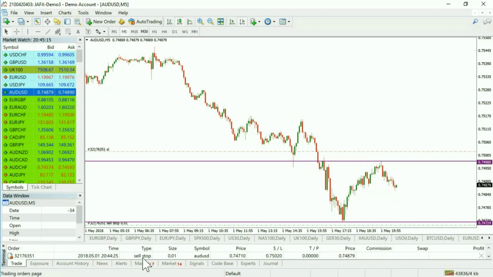And you can see here with this order, the Aussie dollar, it's a sell stop order. It's sitting in the market. It hasn't been executed yet. And we want to get in at 74.71 with a stop loss of 75.02.